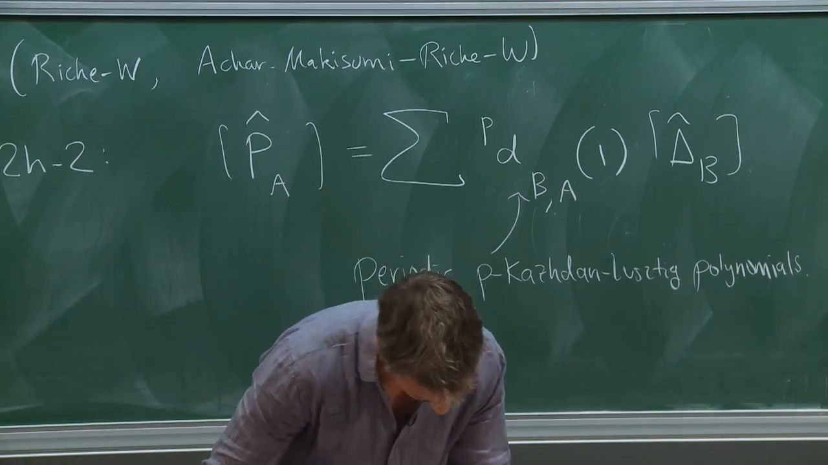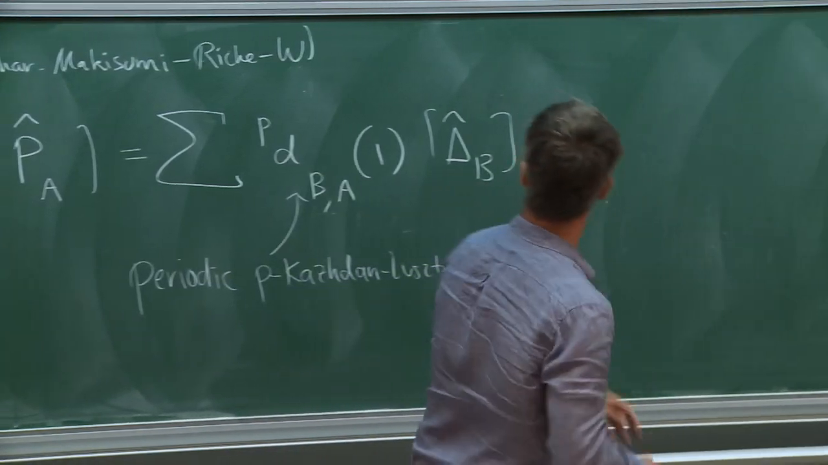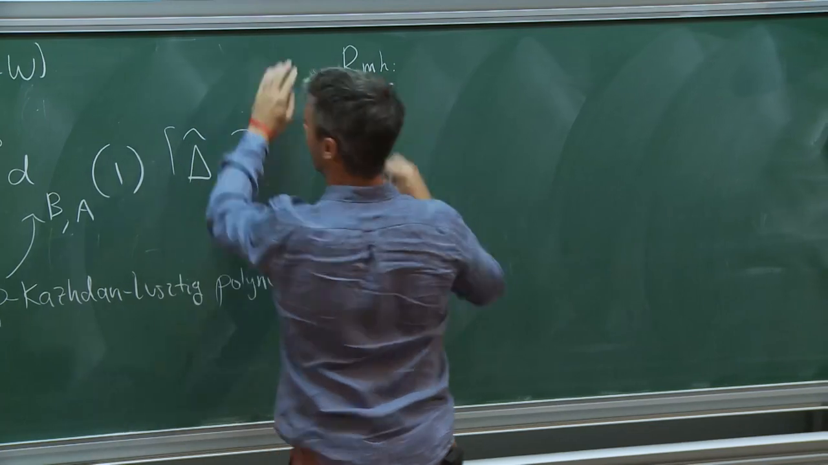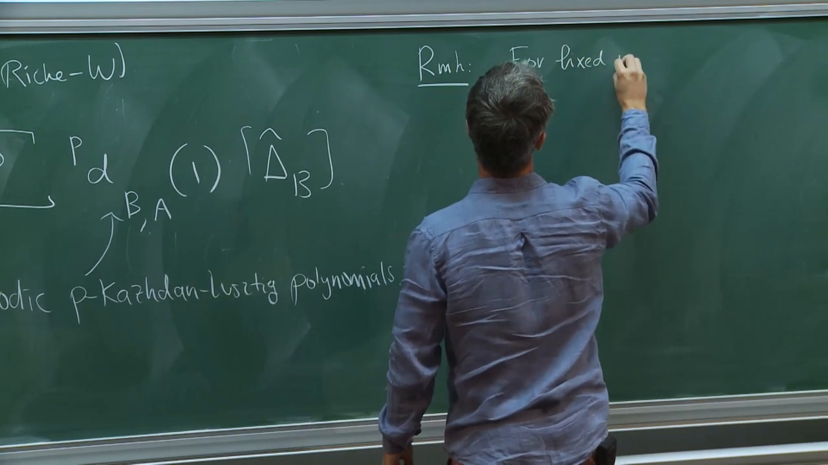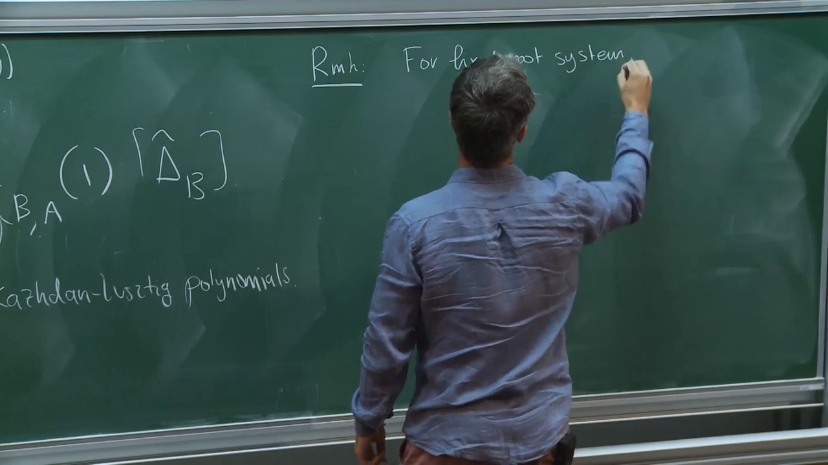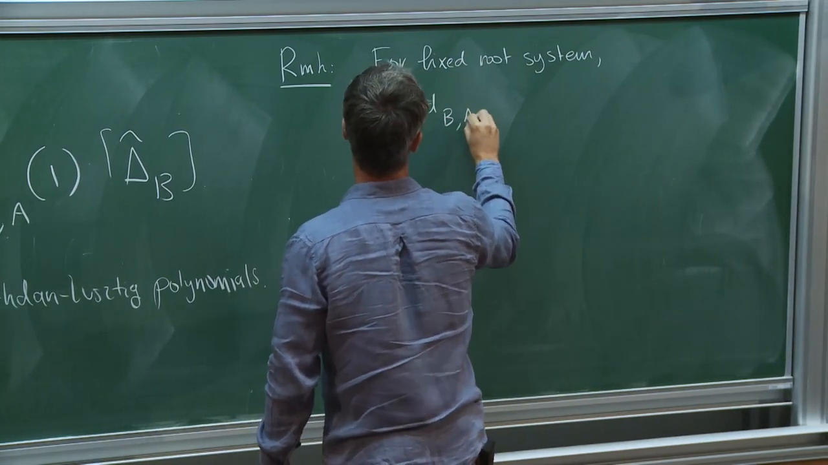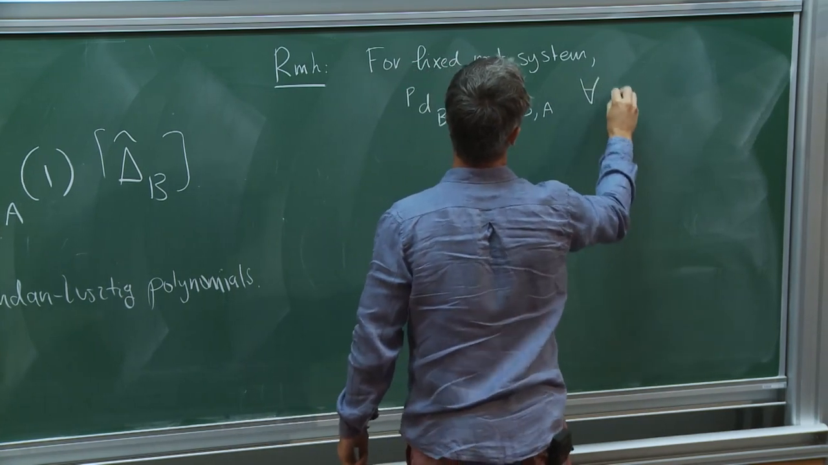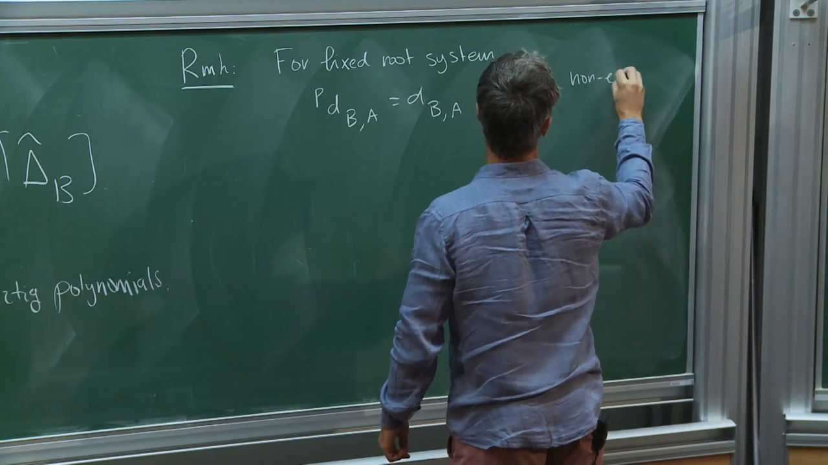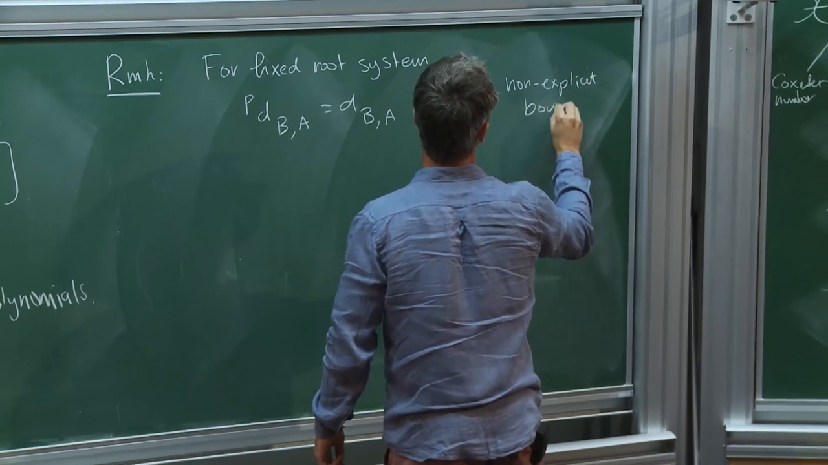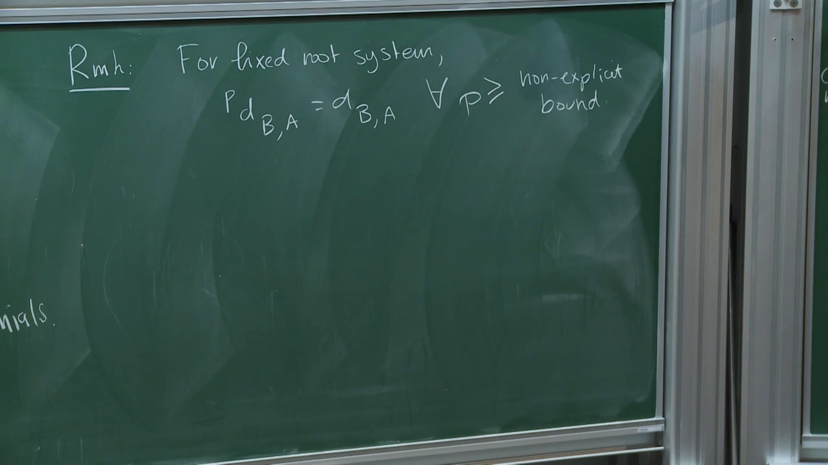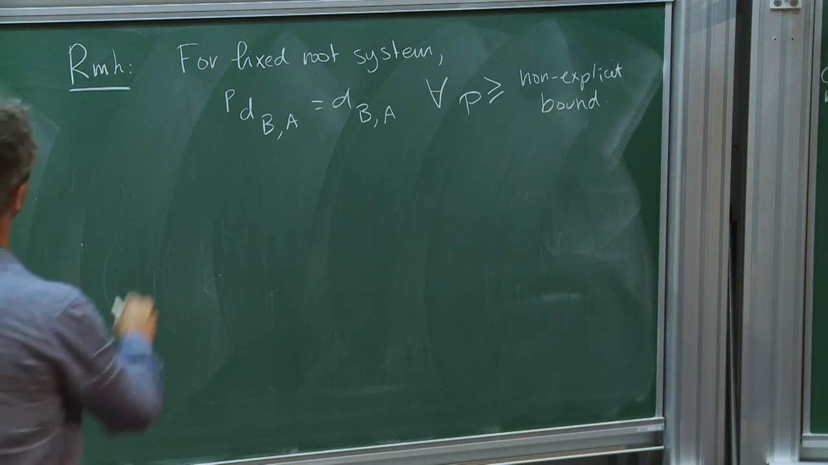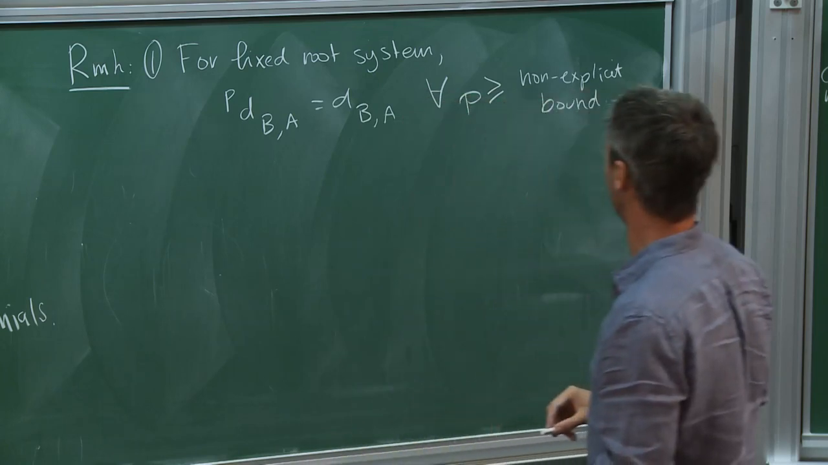And so the remarks are, firstly, there's essentially finitely many of these polynomials. So for a fixed root system, these p-Kazhdan-Lusztig polynomials are the same for all p bigger than some non-explicit bound. Imagine you have finitely many algebraic varieties, then their integral intersection cohomology will have no torsion above some bound, but you won't necessarily be able to say what that bound is. If it's not too big, a bound could be enough, why not?